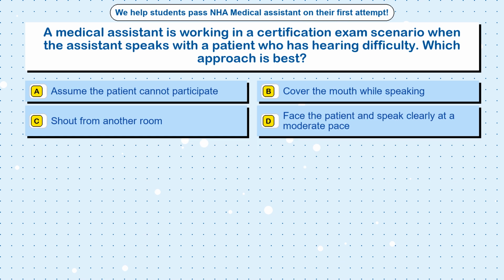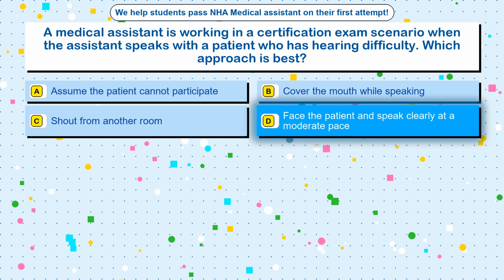Question 69. A medical assistant is working in a certification exam scenario when the assistant speaks with a patient who has hearing difficulty. Which approach is best? Option A. Assume the patient cannot participate. Option B. Cover the mouth while speaking. Option C. Shout from another room. Option D. Face the patient and speak clearly at a moderate pace. The correct answer is option D. Face the patient and speak clearly at a moderate pace.